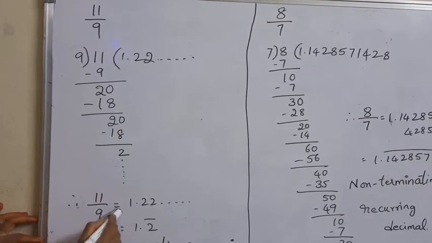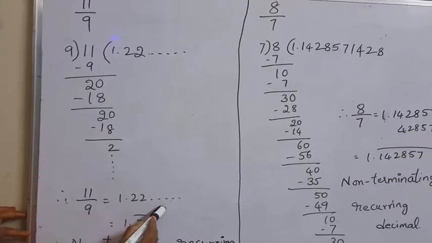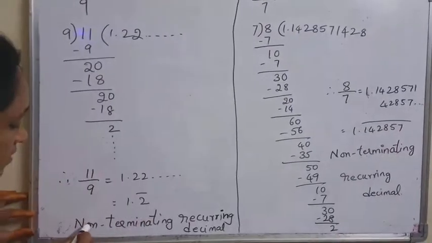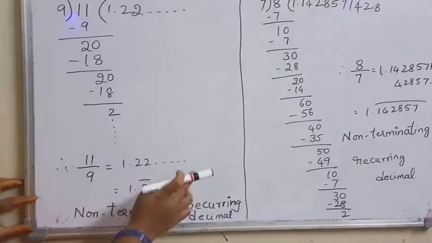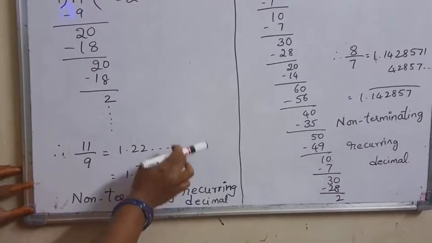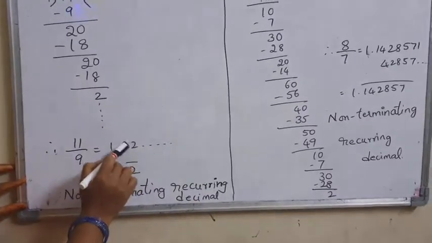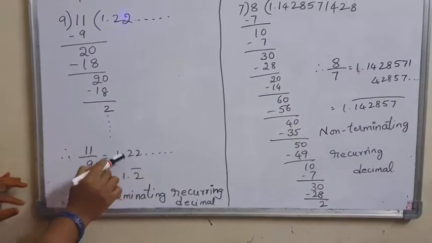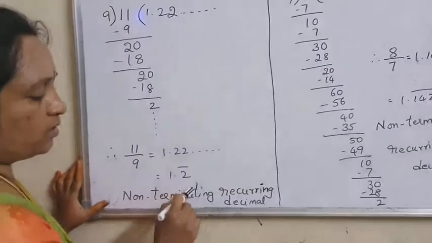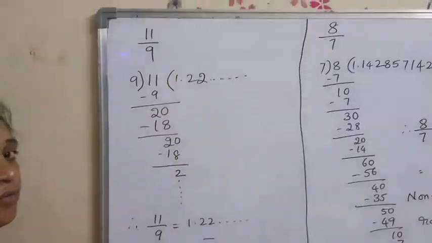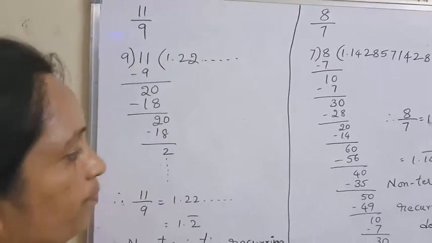So this 2 goes on repeating. 11 by 9 is equal to 1.2222 and so on, which can be written as 1.2 with a bar. Here the division is not stopping. So this is a non-terminating and recurring decimal. Recurring means each time the decimal 2 is repeating. This is a non-terminating recurring decimal, and it can be written in the form of p by q.